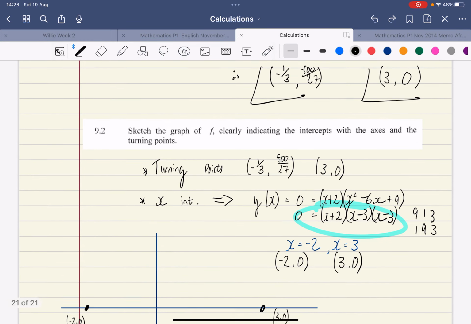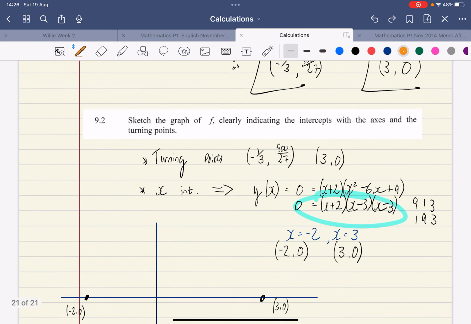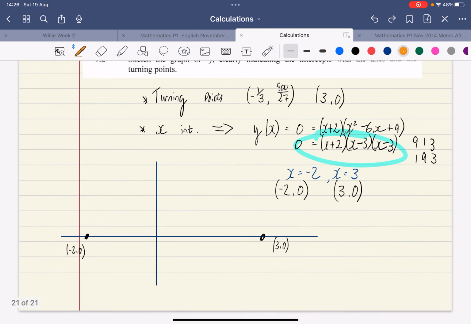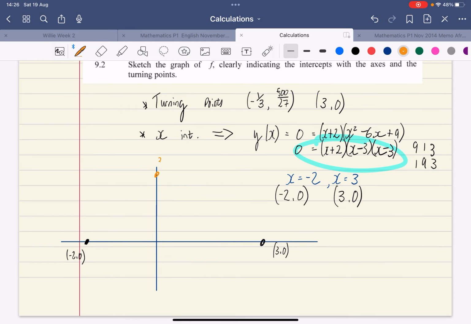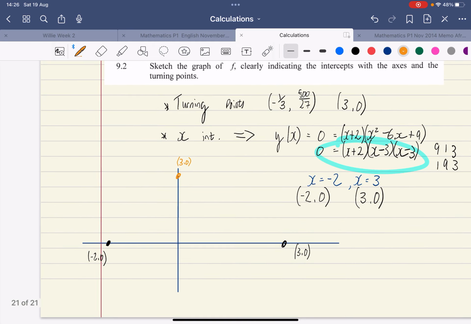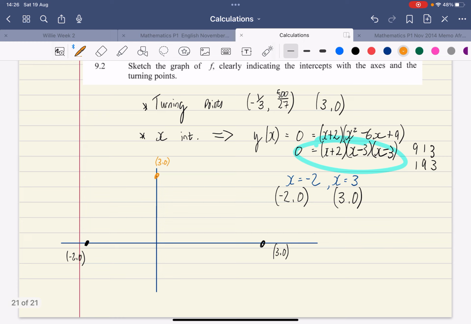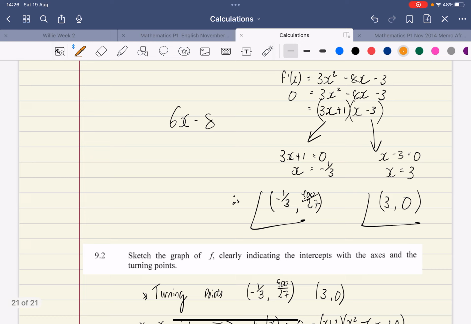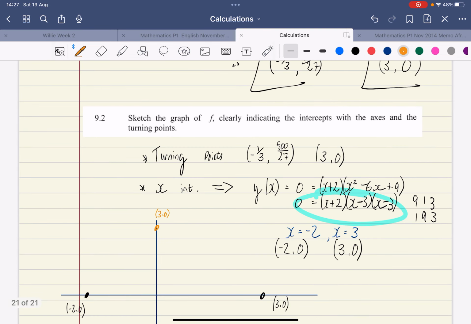Now, where are our turning points? Our turning points are located at (3, 0). That's an easy one. So 3, let's do over here. 3 and 0. And minus a third, 500 over 27. What's that? Wait, was that the correct? Oh, that's just really, really high.